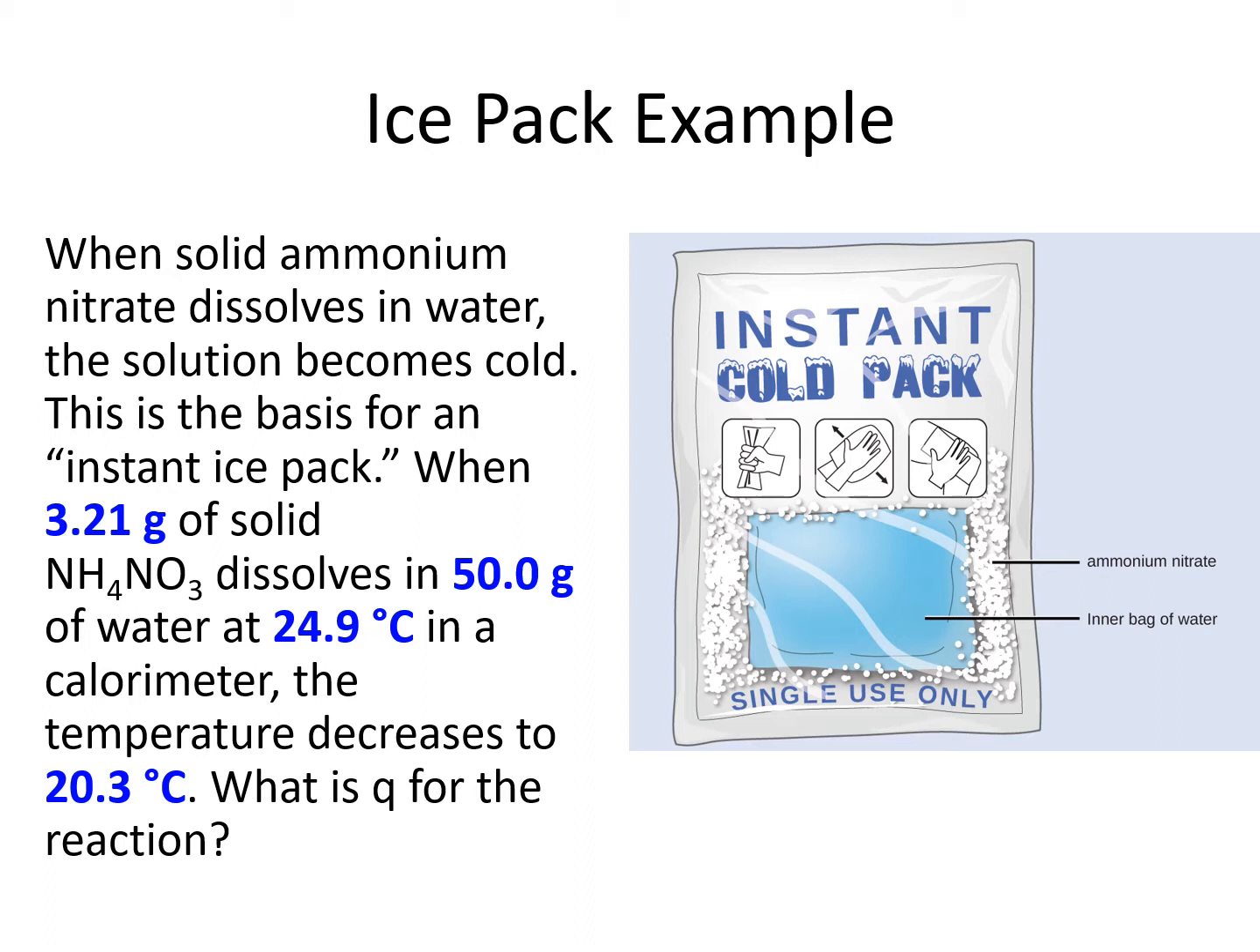In this example, we have 3.21 grams of ammonium nitrate dissolving in 50 grams of water, which starts out at 24.9 degrees Celsius. The temperature decreases to 20.3 degrees Celsius. We want to find Q for the dissolution process.